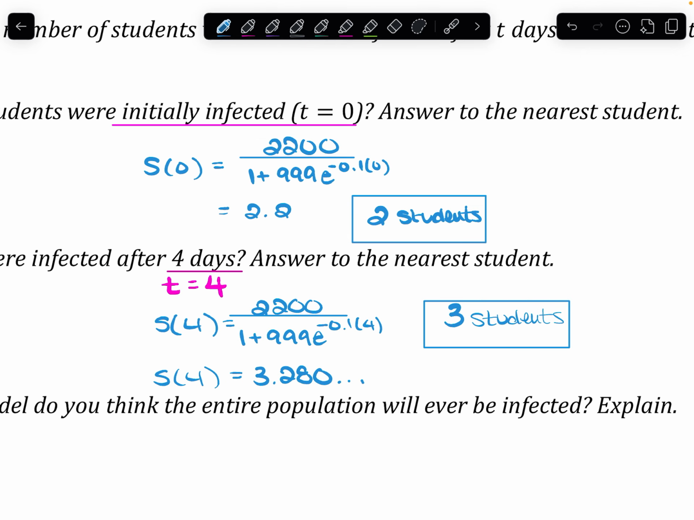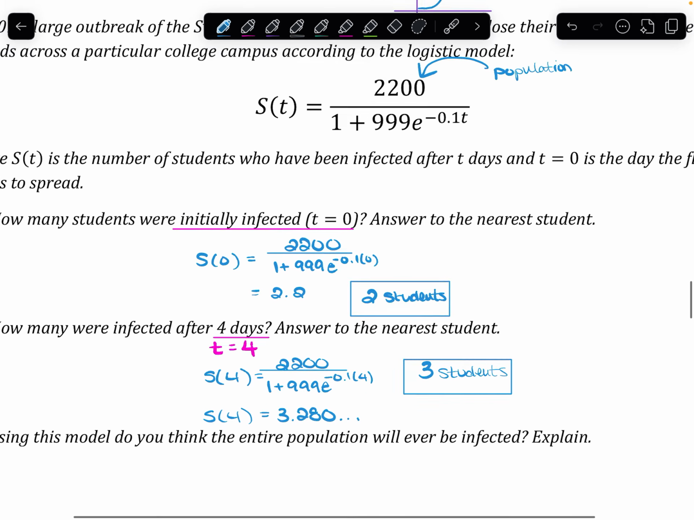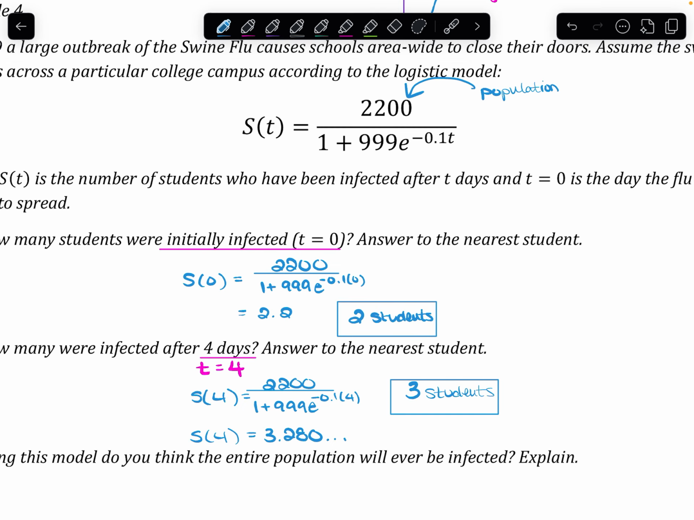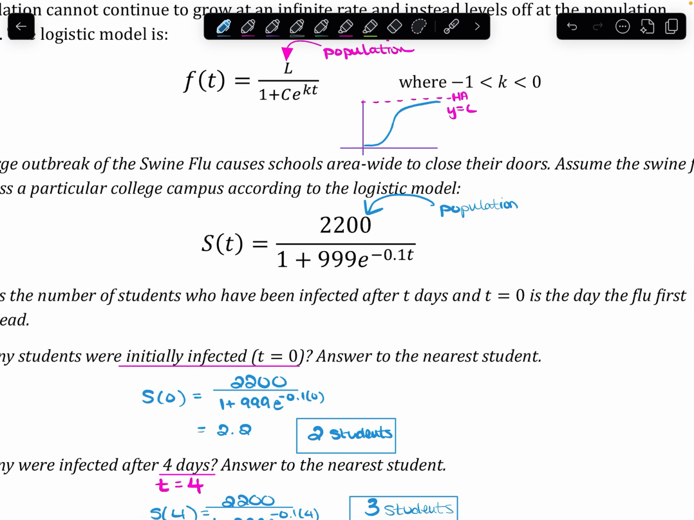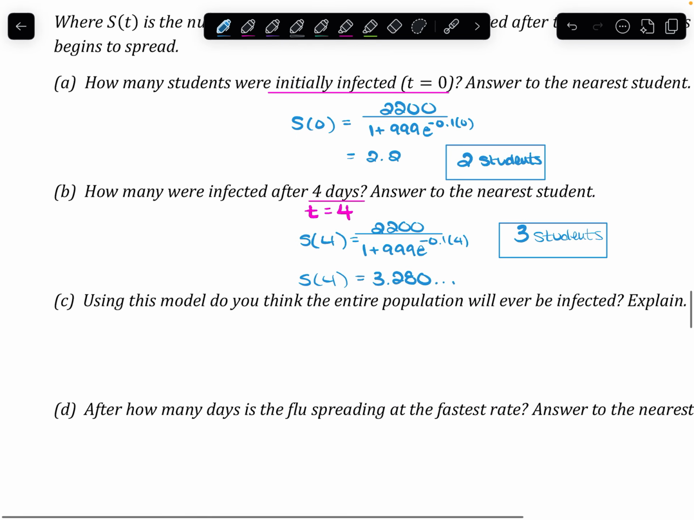All right, part C. Using this model, do you think the entire population will ever be infected? So that's going back to this graph here. This is the question that never changes. This answer doesn't change. If we look at this graph, you notice that the function is leveling off at the population value, because of a horizontal asymptote. This type of function never crosses its horizontal asymptote. So what that translates to is the entire population is never infected.